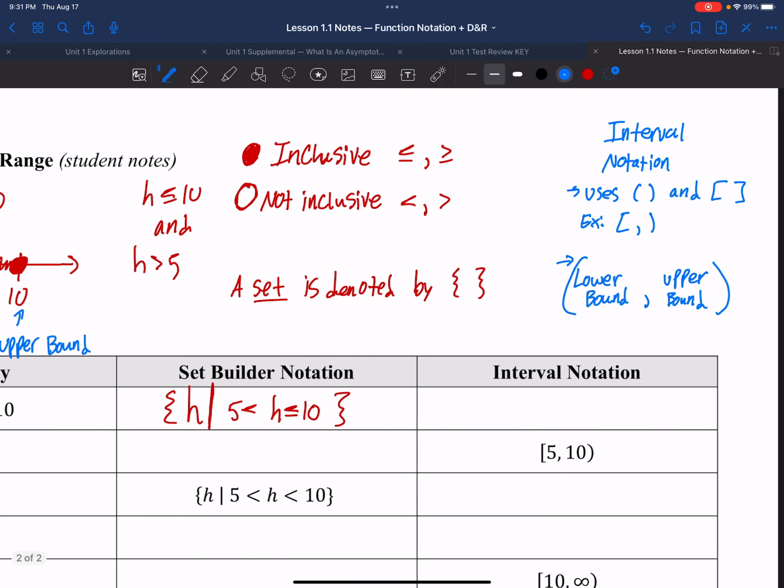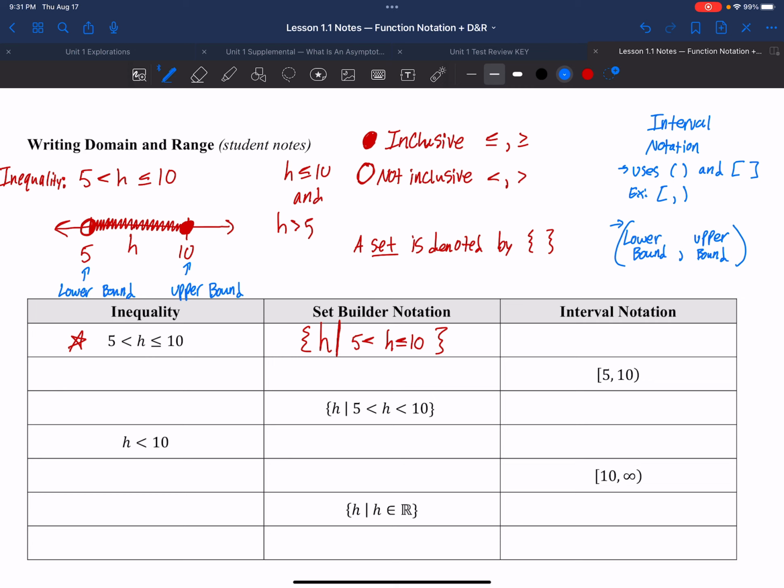And so what I'll do over here, right? Interval notation is just lower bound, comma, upper bound. So the lower bound is 5, comma, the upper bound is 10. That's it. It's 5, comma, 10. But I told you that it uses parentheses or brackets or a combination of those. And what do the parentheses and brackets mean?